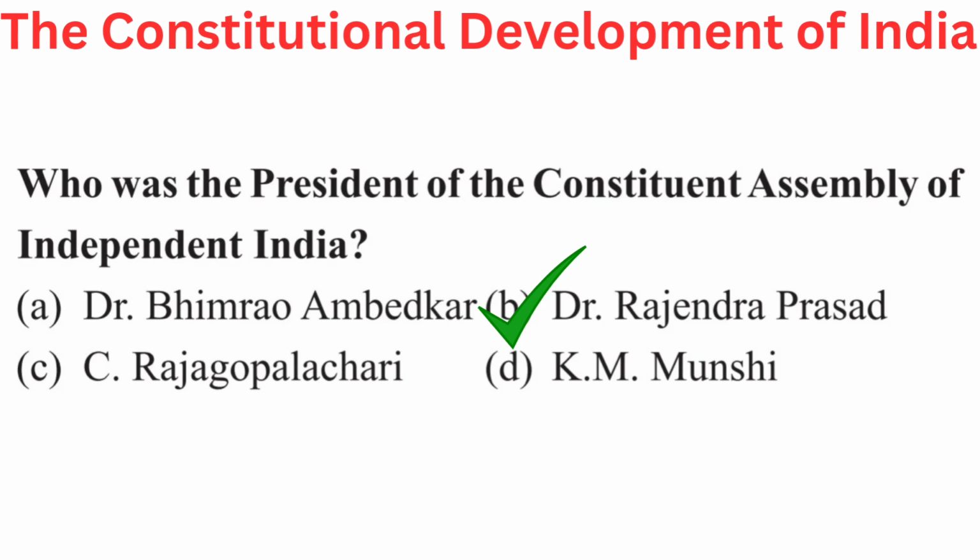Your question is, who was the president of the Constituent Assembly of Independent India? Your options are A. Dr. Bhimrao Ambedkar, B. Dr. Rajendra Prasad, C. C. Rajagopalachari, or D. K. M. Munshi. Right answer is B. Dr. Rajendra Prasad.